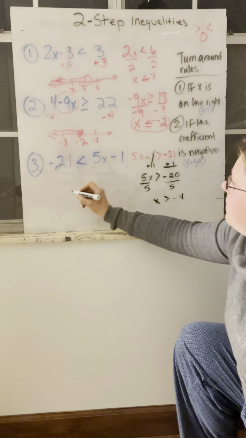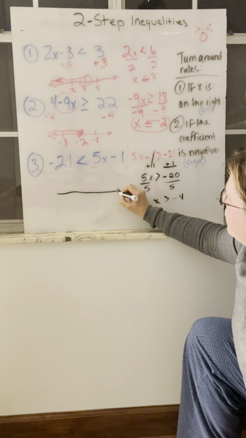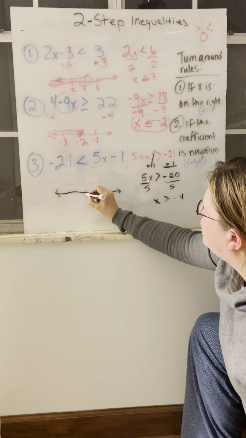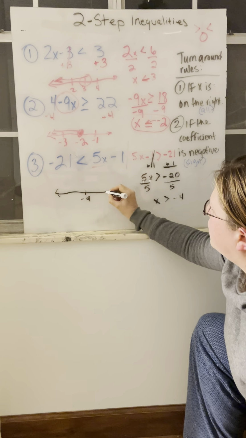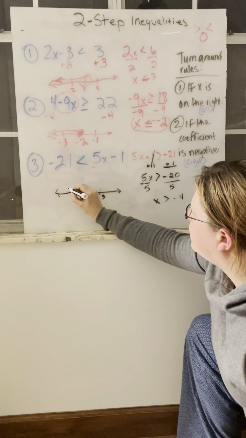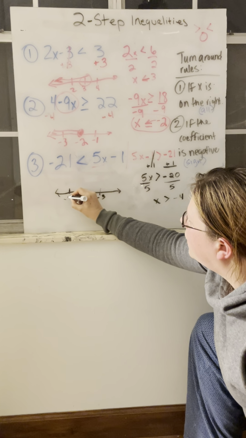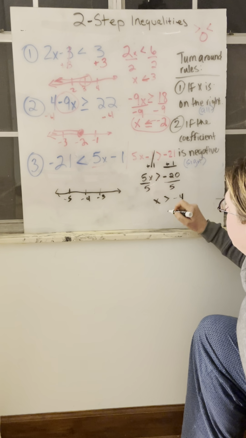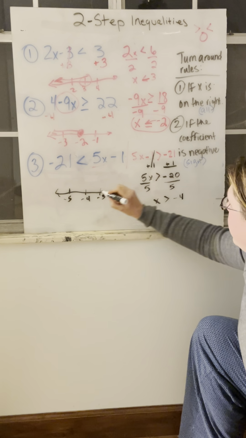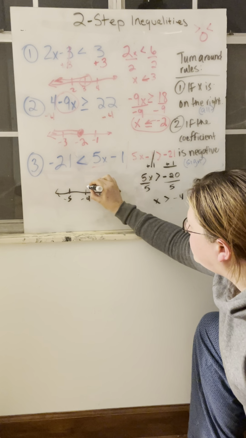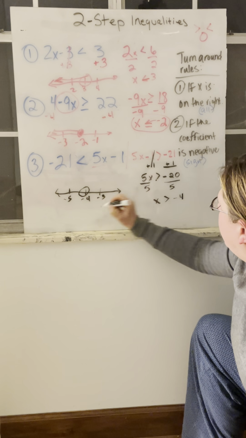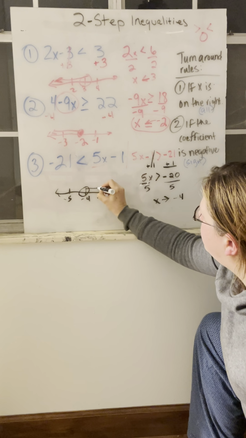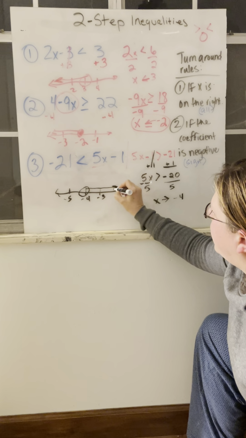To graph that, negative 4 will be here. I'll go up to negative 3 and down to negative 5, just to have a few numbers there. And it's greater than, not greater than or equal to, that means it is an open circle. It does not include this value at negative 4. I make my arrow pointing to the right, and I shade that way.